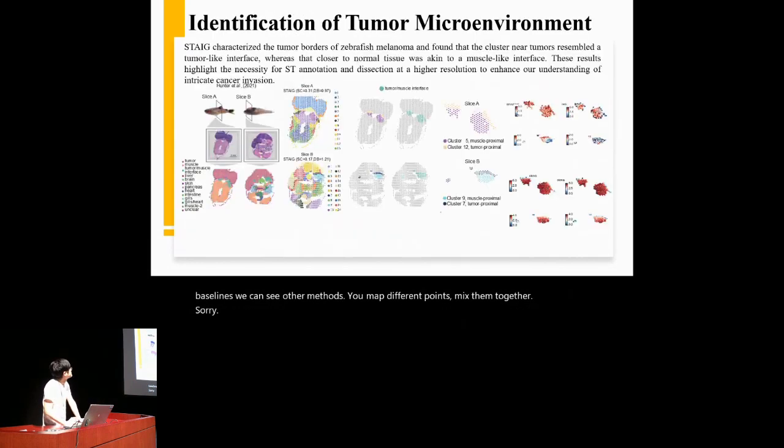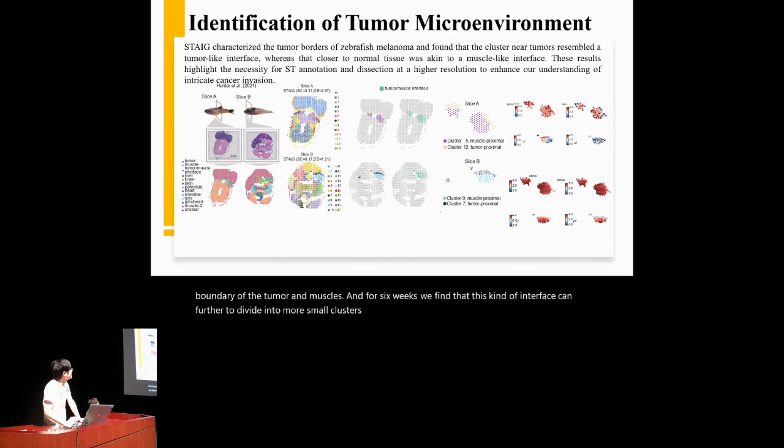And next is the case analysis for STAIG. We apply STAIG in the tumor microenvironment. In detail, we apply it to analyze zebrafish melanoma and to find a region called the interface in the original study. They define this special region at the boundary of the tumor and the muscle. And with STAIG, we find that this interface can be further divided into smaller clusters.